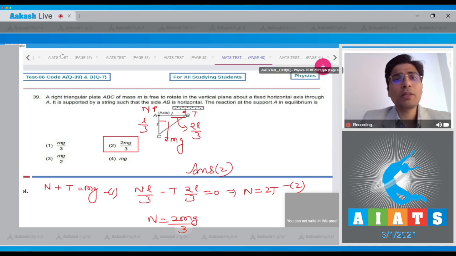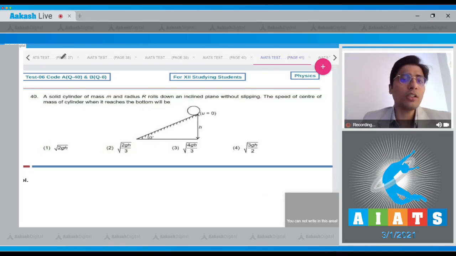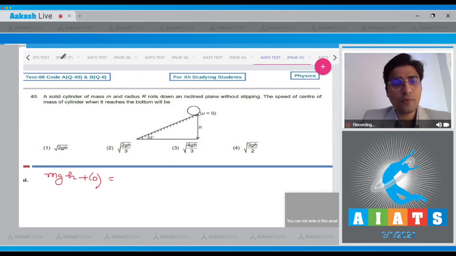Now moving on to question number 40. In question 40, a solid cylinder of mass m and radius r rolls down an inclined plane without slipping. The speed of center of mass of cylinder when it reaches the bottom will be. Dear student, we can use the energy conservation to find out the answer. The initial potential energy will be mgh. The initial kinetic energy is 0.